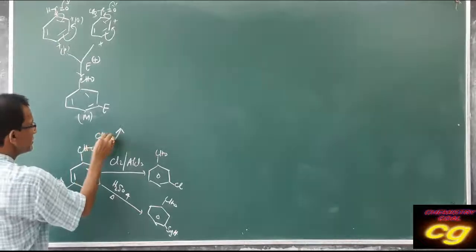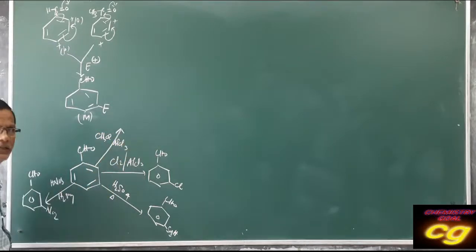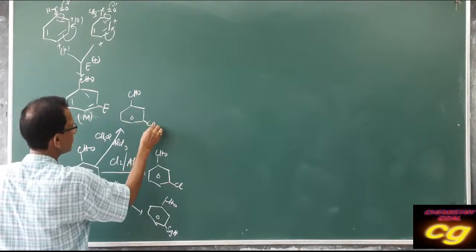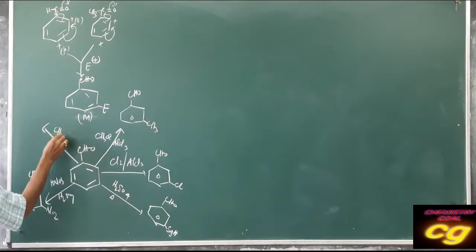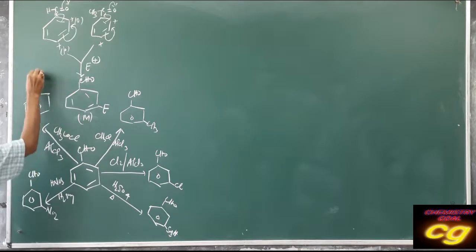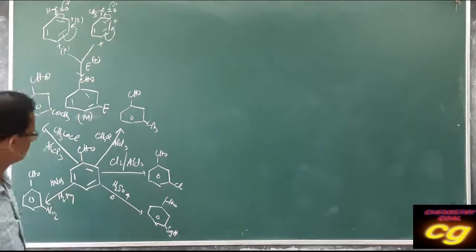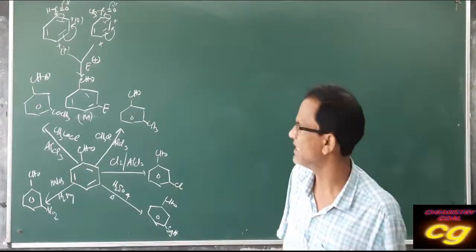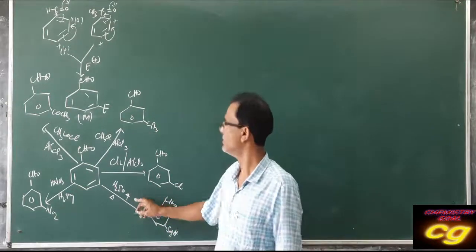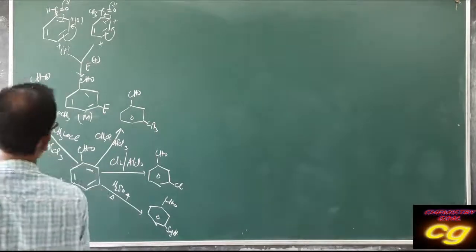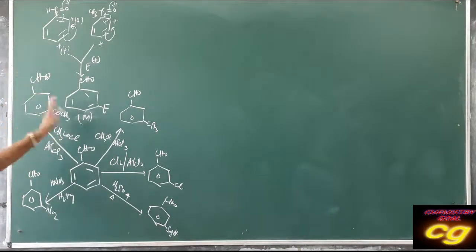Alkylation and acylation are also the same. If you take CH3Cl and aluminum chloride, that is Friedel-Crafts alkylation, the result will be like this. Acylation, CH3COCl and aluminum chloride, the product will be CHO and COCH3. So these are the main five electrophilic substitution reactions: halogenation, sulfonation, alkylation, nitration and acylation. So this is regarding some electrophilic substitution reactions of aldehyde and ketone. All products will be meta substituted products.